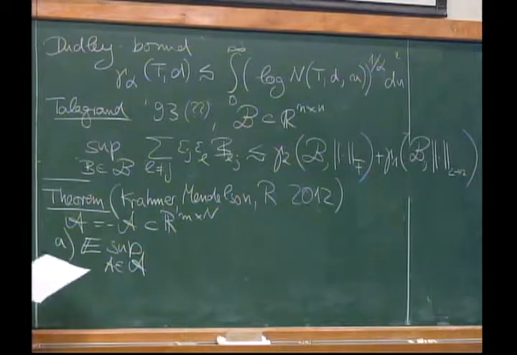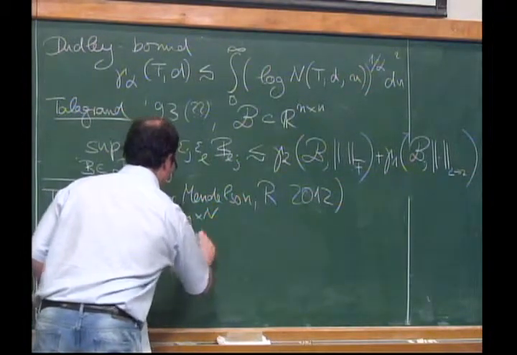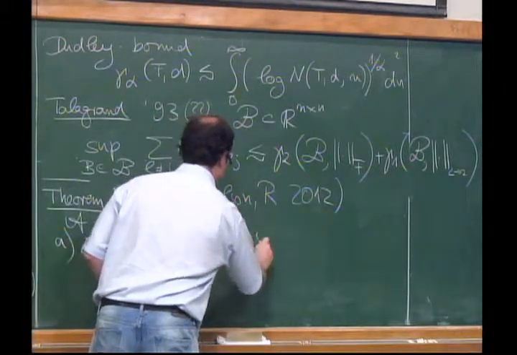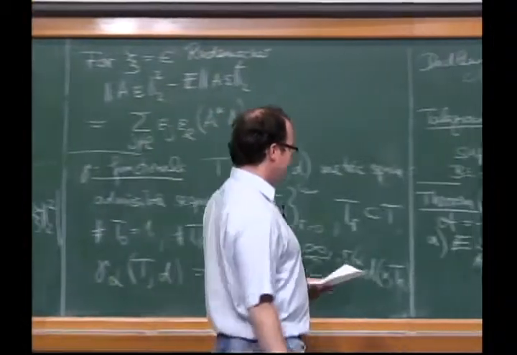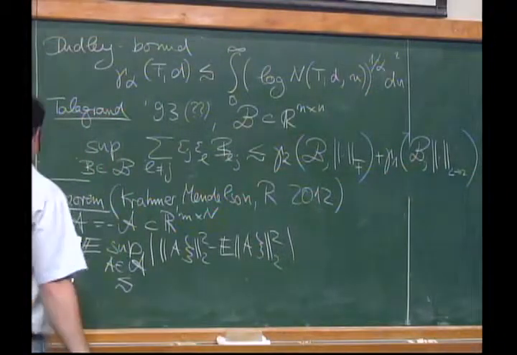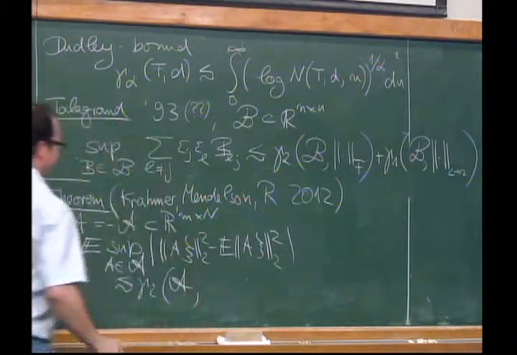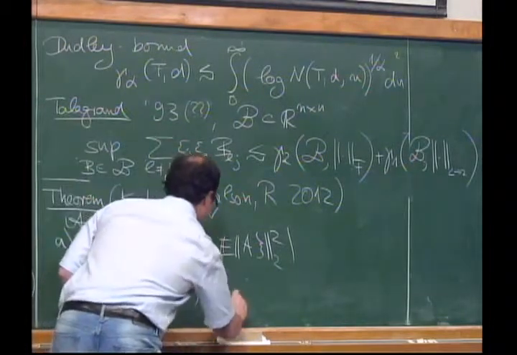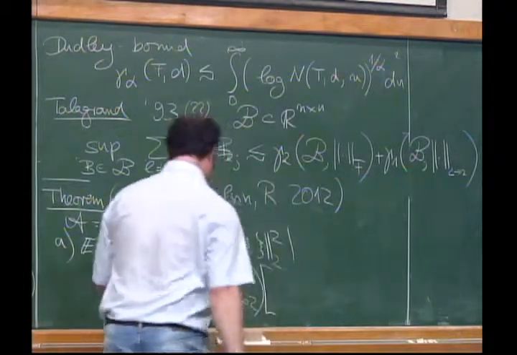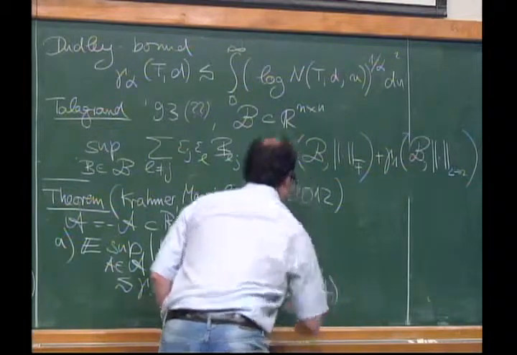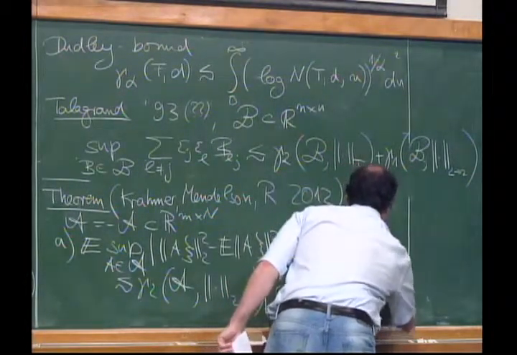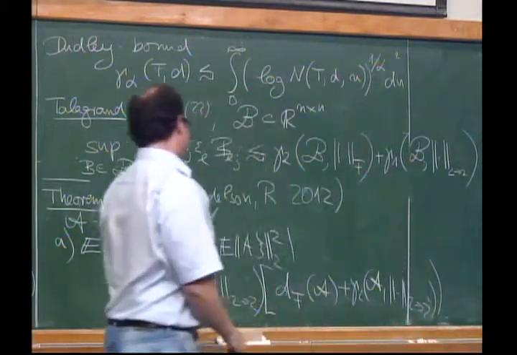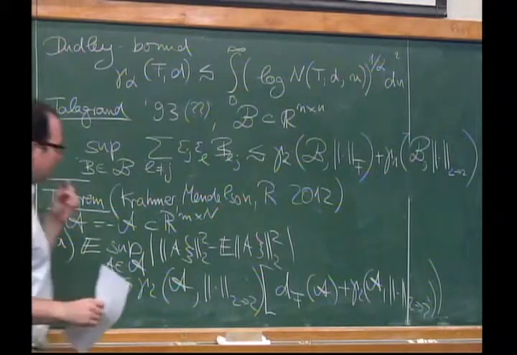the expected supremum, where Xi is a sub-Gaussian random vector which satisfies these assumptions here, is bounded by a constant times the gamma 2 functional of the set of matrices A with respect to the spectral norm, times the radius of that set with respect to the Frobenius norm, plus, again, the gamma 2 functional with respect to the operator norm. Should I write down what this is?